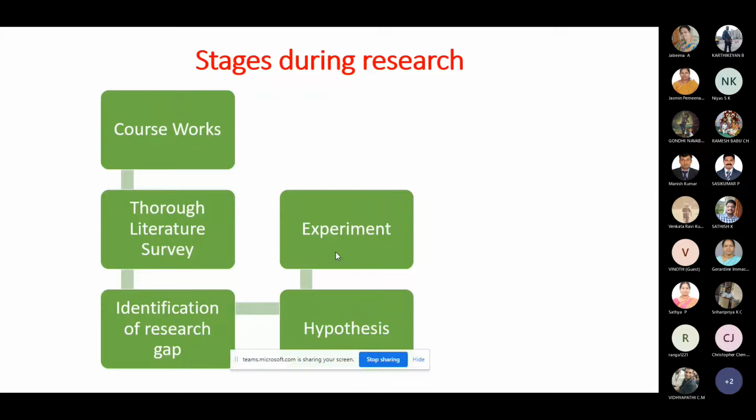So all these things are stages. If you ask, where are you, what is the stage? I'm in the experimentation stage. I'm in the identification of research gap stage. Okay, after the design of experiment, we have to do analysis. Are we having an analytical mind? We must always ask questions. Then only can we be a good researcher, or try to understand the research.